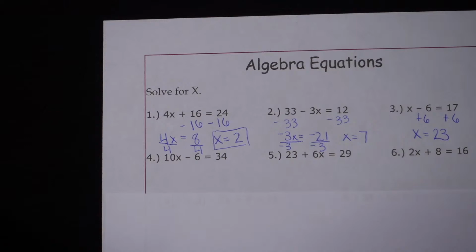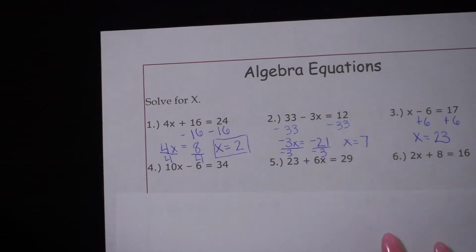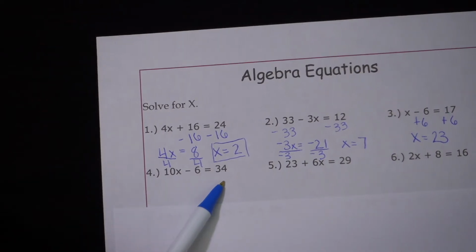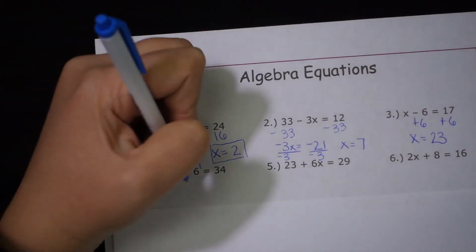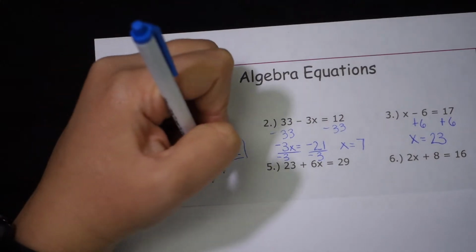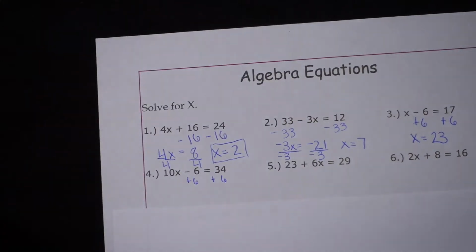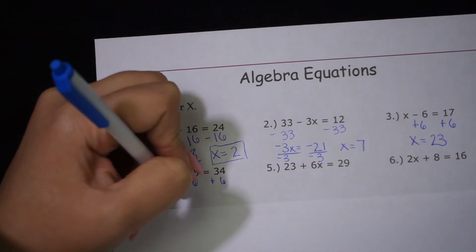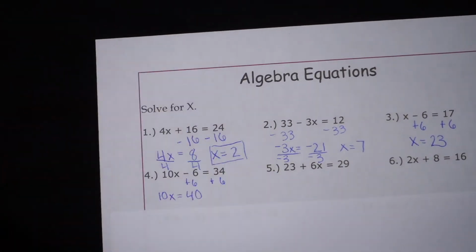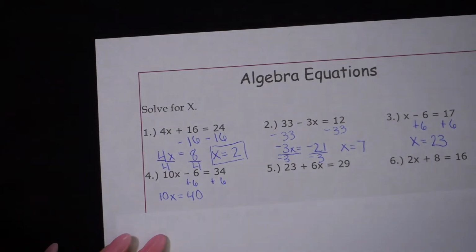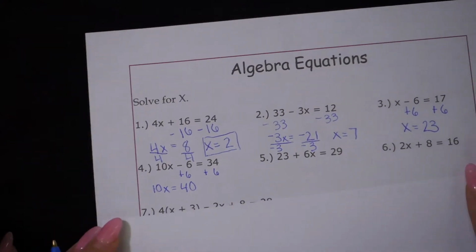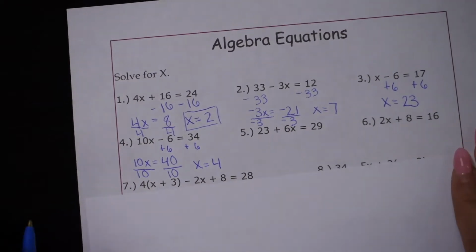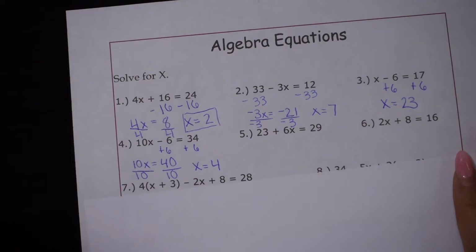Moving on to the next problem right here, we have 10x minus 6 is equal to 34. What are we going to do here? Add 6 to both sides. And then we get a value of 10x is equal to 40. What do we do next? We just divide both sides by 10. Plugging 4 back into here, we should get the answer of 34.